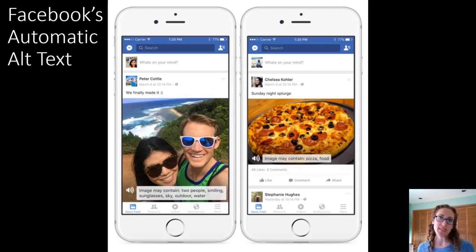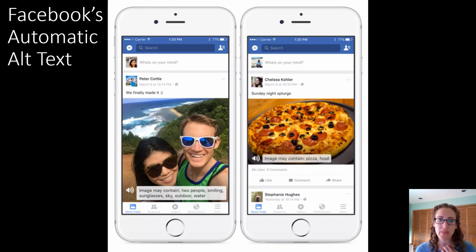In Facebook's CSCW 2017 paper, they describe how they only apply tags to an image when they have extremely high confidence. This is a really good start, but it doesn't provide the same kind of quality as a good human description. Microsoft Office now does something similar with images in PowerPoint documents. So in this example, we see a Facebook feed that describes an image for a screen reader user. It says, "Image may contain: two people smiling, sunglasses, sky, outdoors, water."